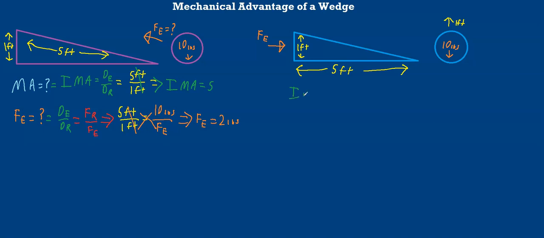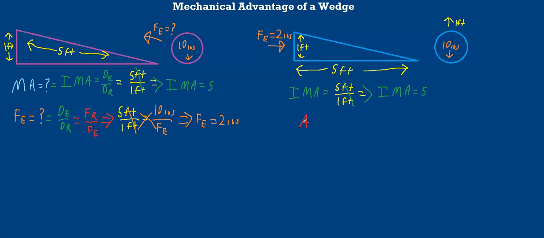And so we can still use our IMA equation. We can say IMA equals dE over dr, and we already know our dE and our dr. Our distance effort is how far our force effort travels, and it'll have traveled 5 feet. So we can say 5 feet divided by the height that our weight will go up is only 1 foot, and so we still get a mechanical advantage of 5. And therefore, the effort it would take to push this inclined plane underneath this weight would also be 2 pounds.